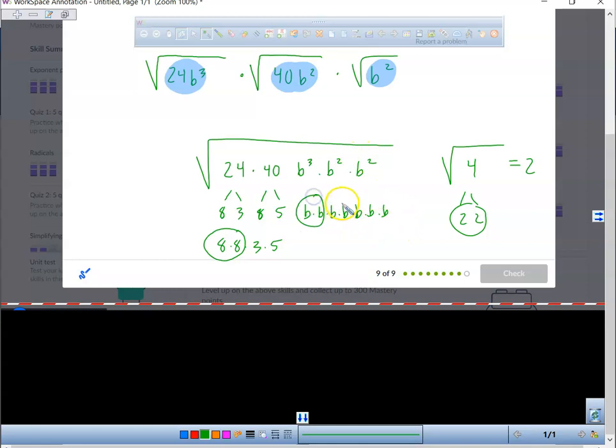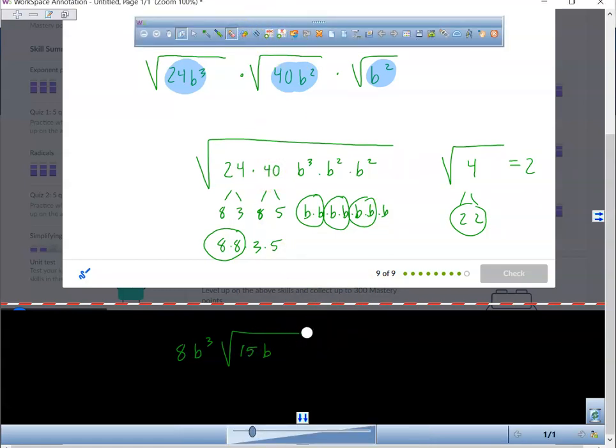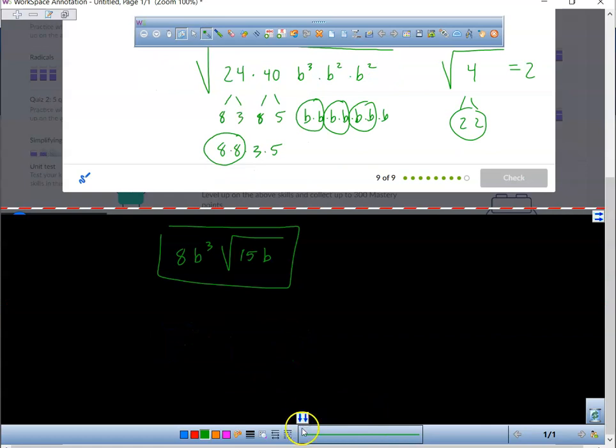We're going to look for pairs: 1 pair, 2 pair, 3 pair. So what comes out of this radical? An 8. We've got a b times a b times a b, that's a total of b cubed. And what stays on the inside? We've got a 3 times a 5, which is 15. And then we have one more b that does not get out of the radical. So this is going to be my final simplified answer.